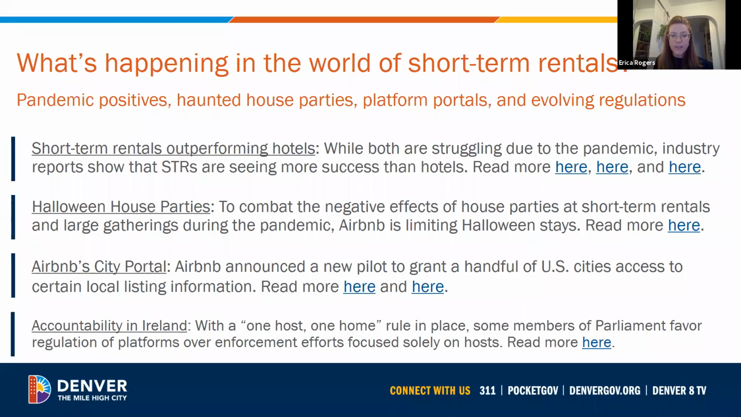Another big development that we're seeing is from one of our committee member partners. Airbnb has decided to combat the negative effects of some of the house parties that we've been seeing, as well as the negative effects from people renting short-term rentals to have large gatherings during the pandemic. So there will be a limit on Halloween stays. I don't know if Aisha, if you want to talk about that a little bit since you're on the call.